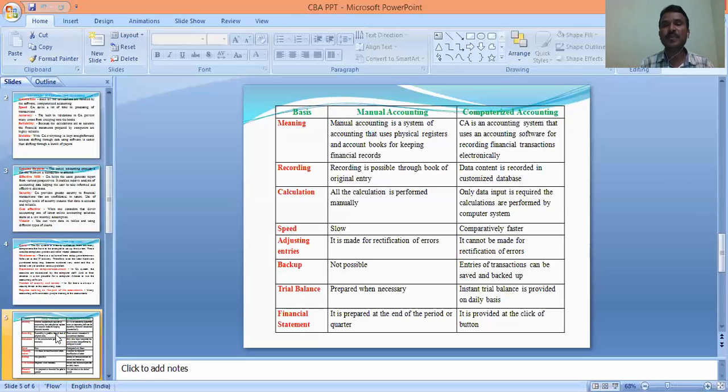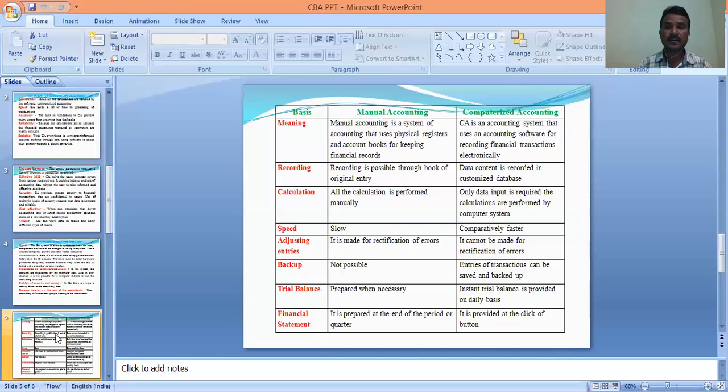But in the case of computerized accounting, data is recorded in a customized database. The content is already well developed. That is a customized tool. We just have to incorporate our details. That is the computerized accounting system. That is the difference from the recording point of view, the recording basis.